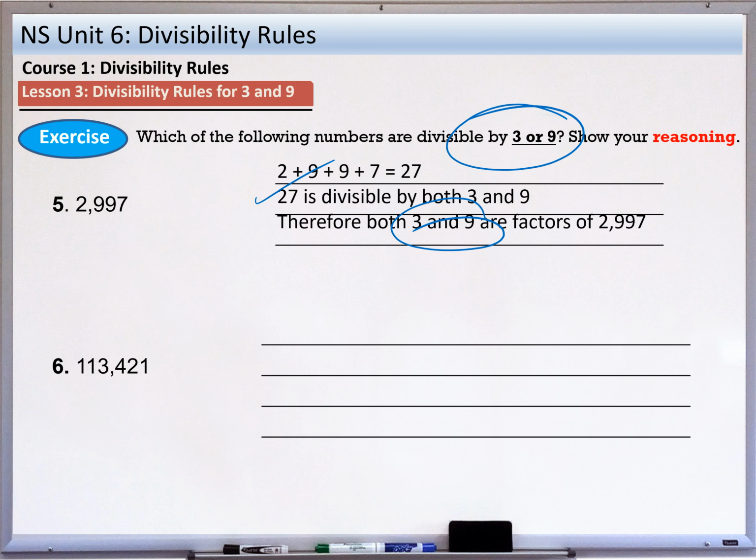It's just that simple, guys. We add up the digits. If that sum can be divided by 3, the number is divisible by 3. If that sum can be divided by 9, then that number also has a factor of 9. Doesn't matter how big it is, the rule is the same.